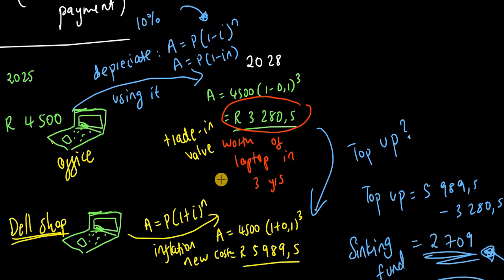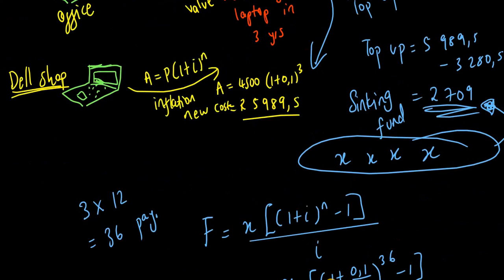Usually the rate for depreciation will be the same as the rate for inflation, but it's not always like that. And then once you know how much it will cost in future, and you know how much yours will be worth, the truck you're using or the machine or whatever, then you can calculate the money to top up. That money to top up is the sinking fund. That is your future value. Then you'll be able to solve for X.